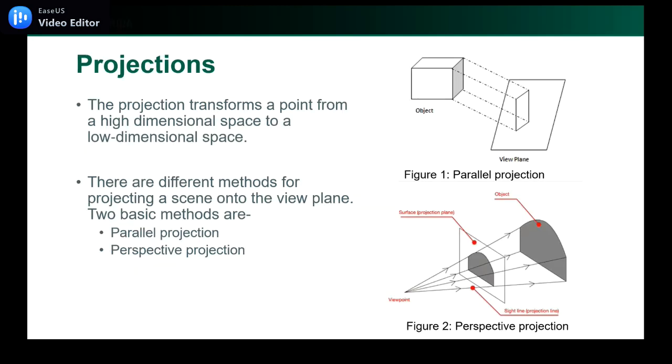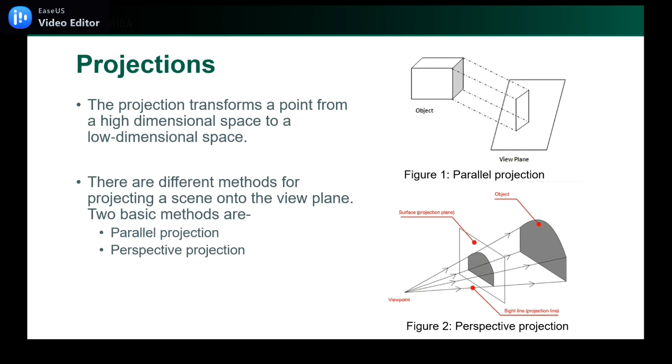So let's talk about projections. Projection basically means transforming a point from a high dimensional space to a low dimensional space. There are different methods for projecting a scene onto the view plane. Two basic methods are parallel projection and perspective projection.